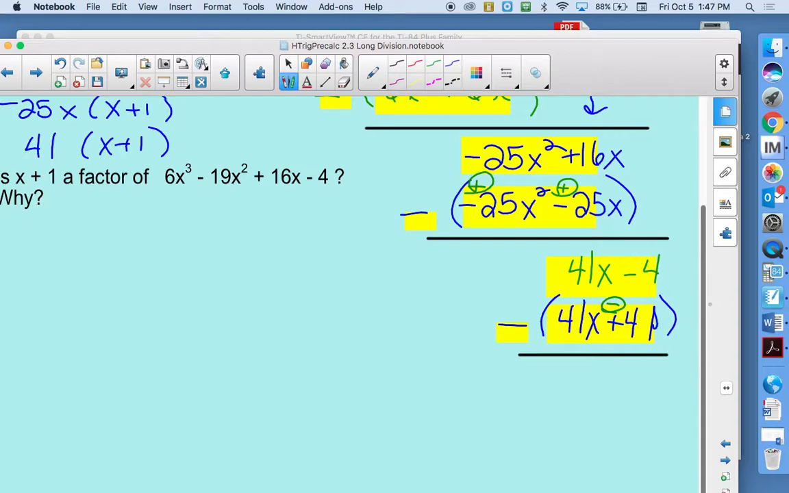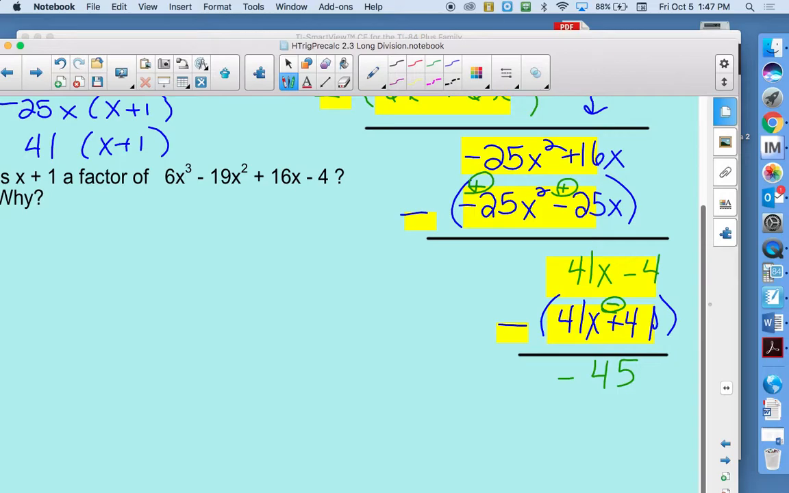Did anybody get a remainder of 45? Negative. So the sign part is going to be the part that trips you up. Just remembering where that minus sign is, distributing it through.